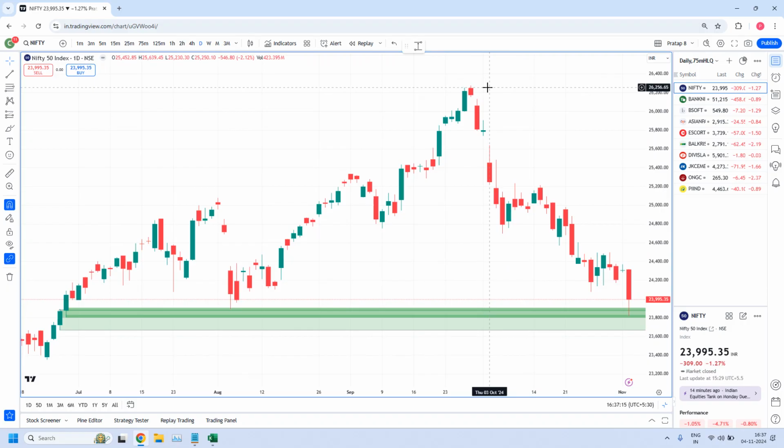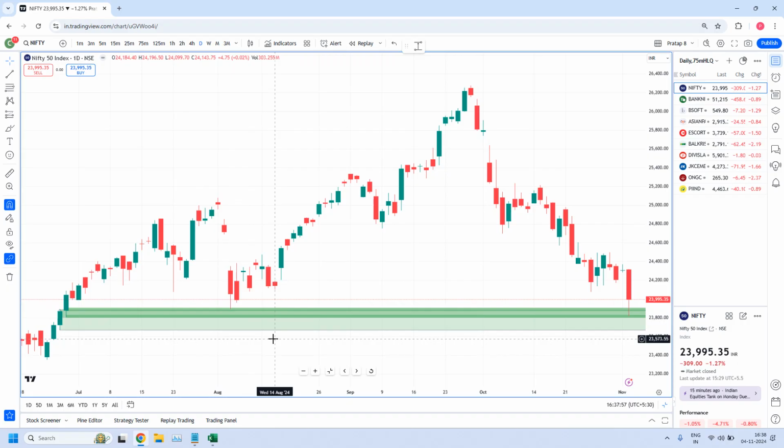26,250. Imagine how many points. Here it is 23,900. So 100 points, if you add, it is 24,000. This is 26,250. So 2,000 points plus the 100 we deducted here, and another 250. That means a 2,350 points move it has given from here to here. Can you imagine the power of this zone?